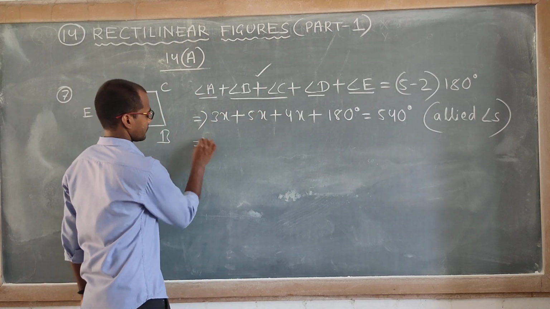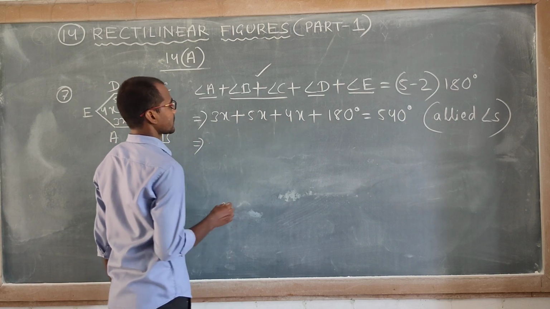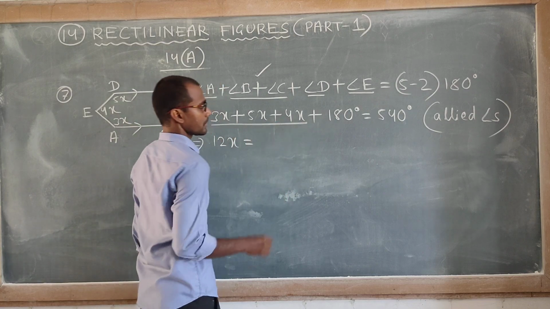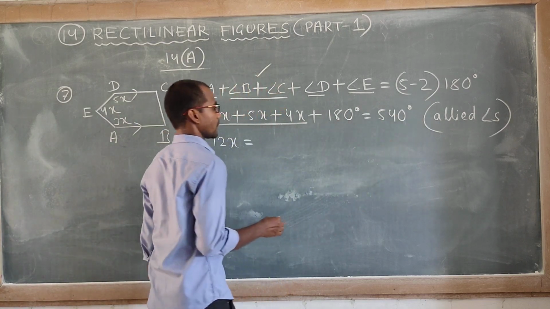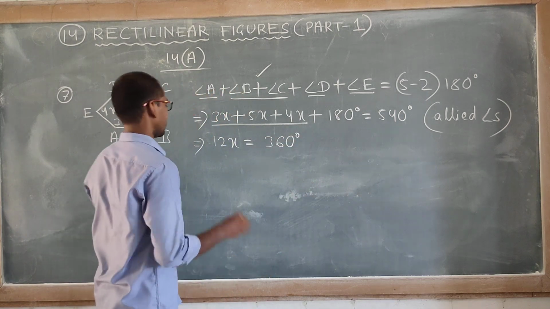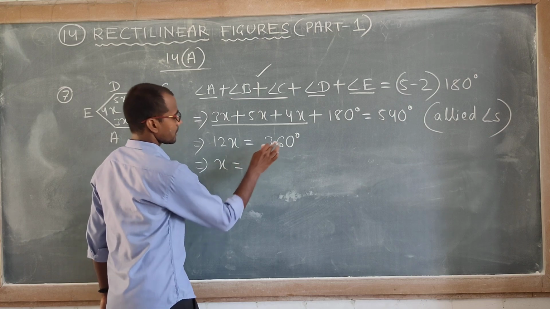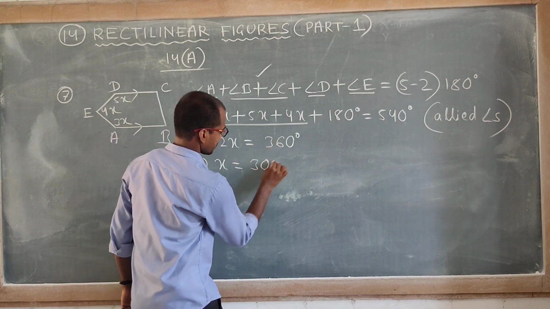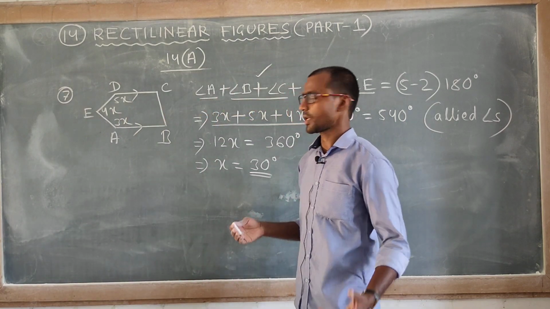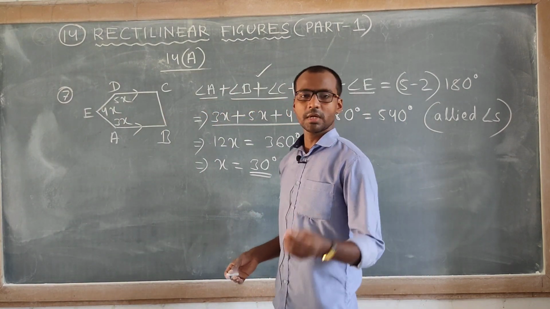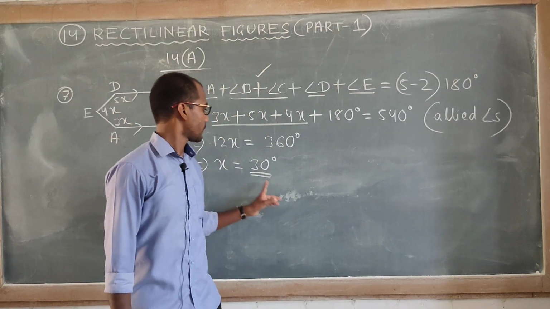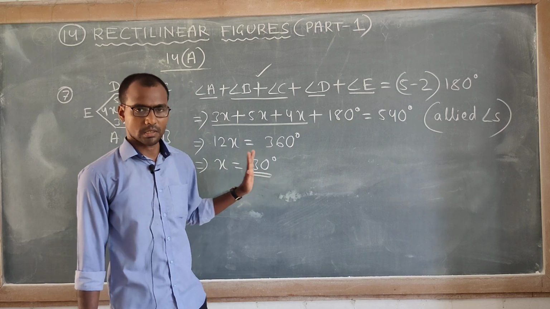Remaining values were given. Okay. Now 3x plus 5x plus 4x is equal to 12x. This is 12x. Now 540 minus 180 is equal to 360 degree. X is equal to 360 by 12, which is equal to 30 degree. Once you get x, you will get angle E. We can find angle A and B also. But we have been asked to find angle E. So what is angle E? 4x. 4x means 4 into 30, that is equal to 120 degree. Okay.